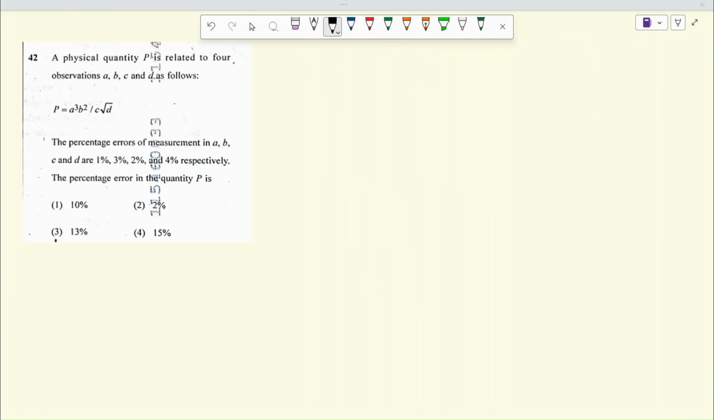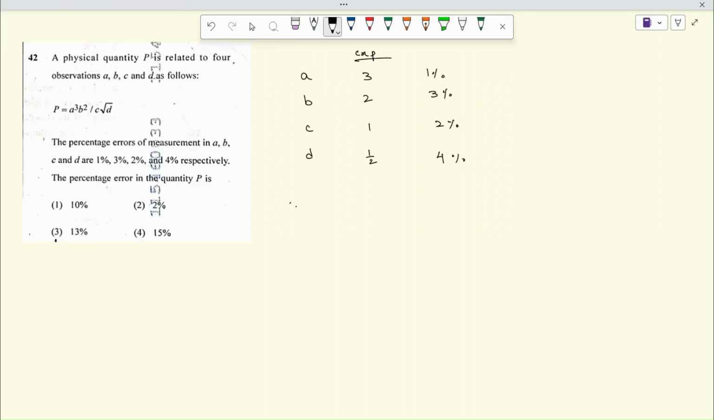42. A physical quantity P is related to 4 observations as follows. Percentage errors are given. The percentage error in the quantity P is. So let's write all the quantities A, B, C and D. The exponents, powers of each of them, are 3, 2, 1, and for D it is 1/2, the square root. Now what is the change? Percentage change is 1% in A, 3% in B, 2% in C, and the last one is 4%.